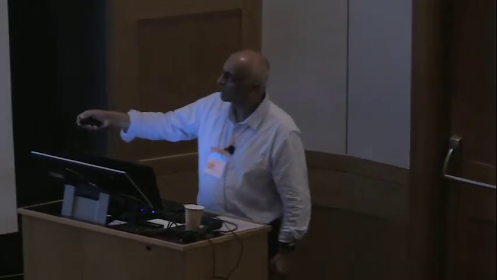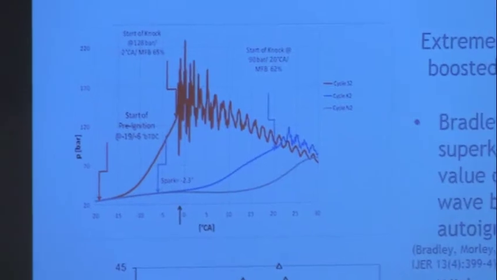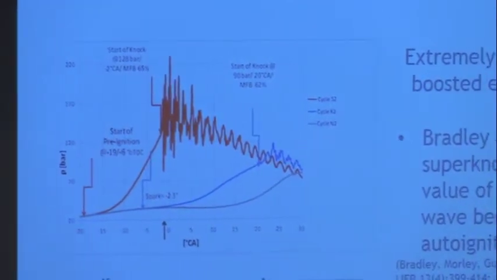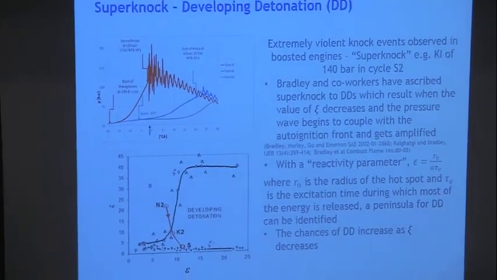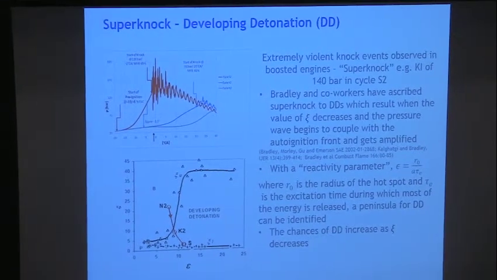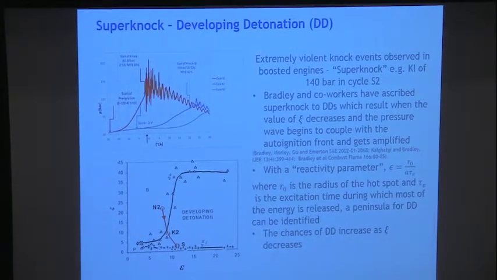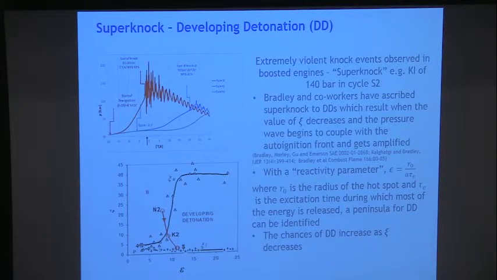Super knock is something, as I explained to you, where even if you have chosen operating conditions where you're completely avoiding knock, suddenly you'll get some cycle like this, okay? And this is a very, very big problem now. As people are trying to downsize and boost the engines, this is becoming the main barrier to further downsizing and so on, because it's unpredictable. But within this framework, we can set up a theoretical framework under which we can understand this.